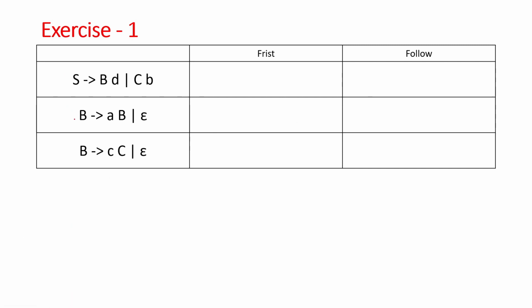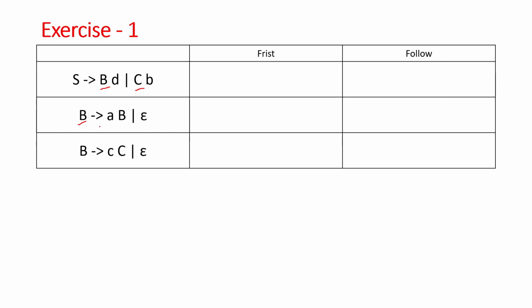I will take the first starting index of the first grammar. Let's find the first of S. What is the first of S? I can see here that this term and this term are the first of S, but these two are non-terminals. What we have learned previously is that in case of first, if the term is a non-terminal, then we have to find the first of that non-terminal. That means I have to find the first of B from here.